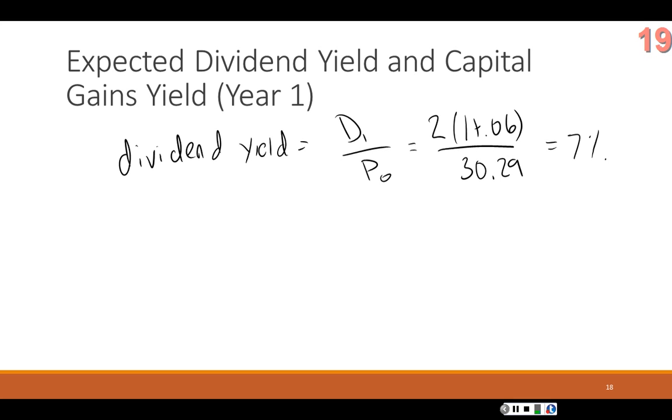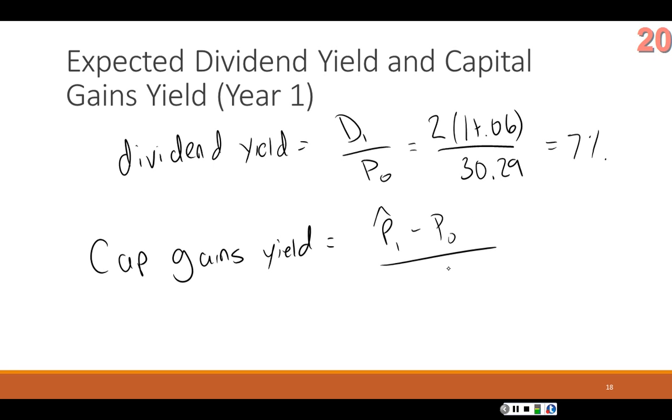We can also calculate a capital gains yield. And that would be equal to the expected price at time period 1 minus the price today, divided by the price today. So it's just changes in stock value. So $32.10 minus $30.29, divided by $30.29, and that gives you 6%.